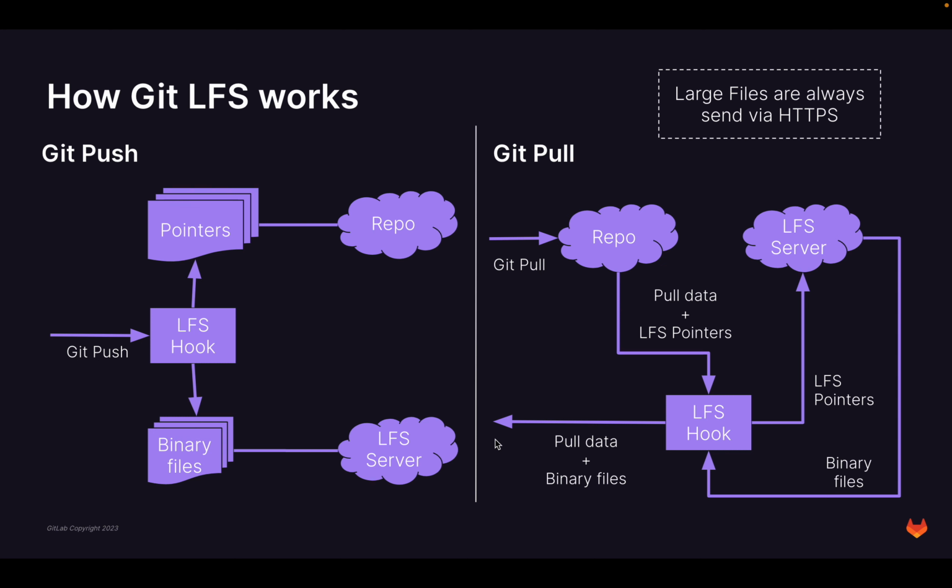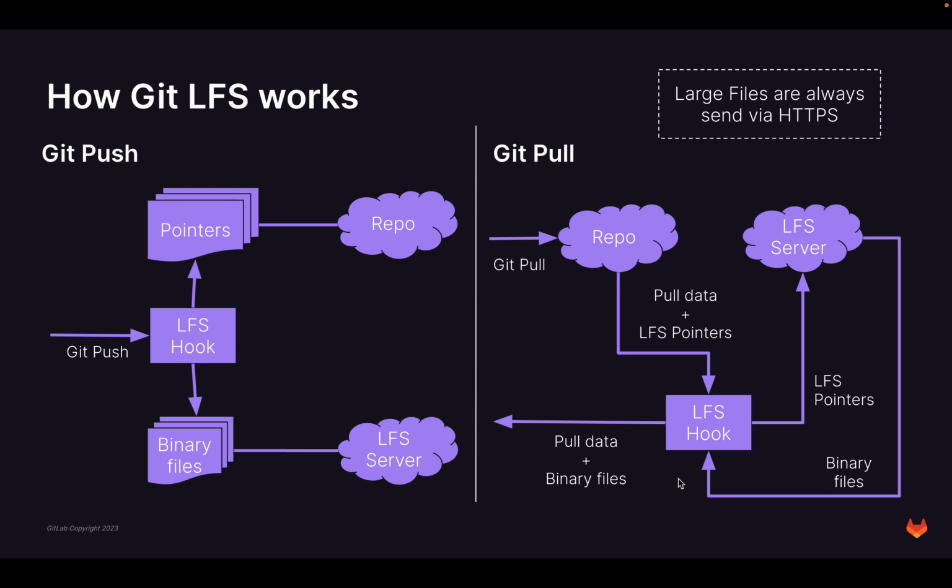An important notice here: if you do a git pull over SSH, then you will get your repository data over SSH, and in a second request via HTTPS, it will retrieve the binary files from the LFS server. So LFS data always comes over HTTPS and not over SSH. That's a very important thing to notice.